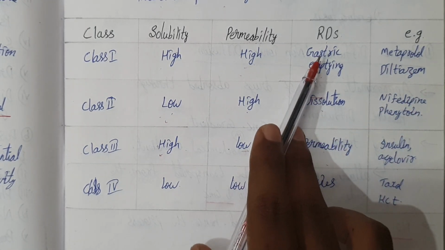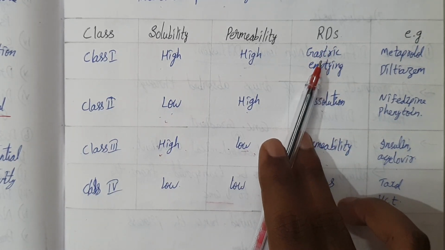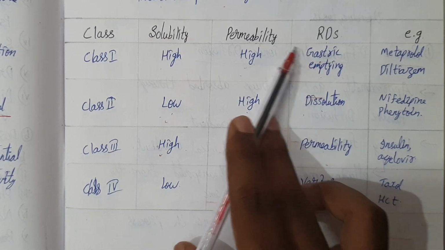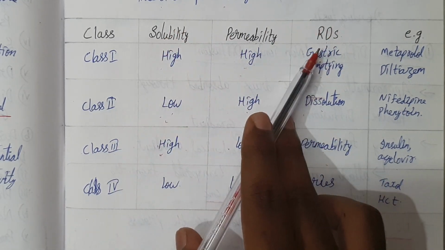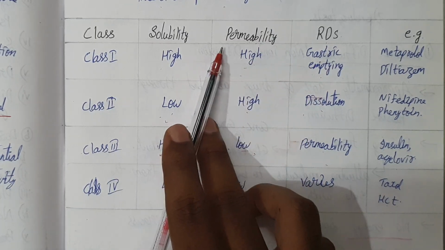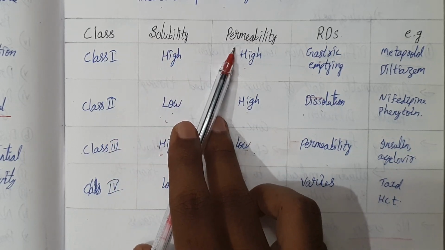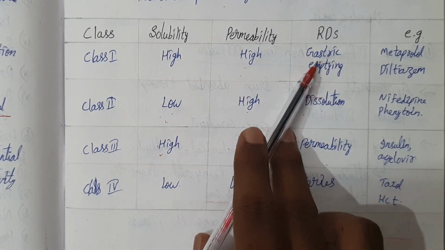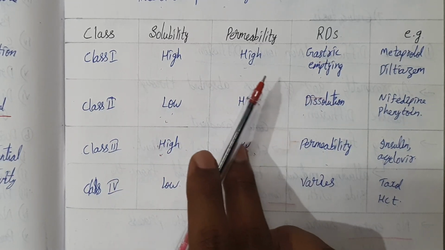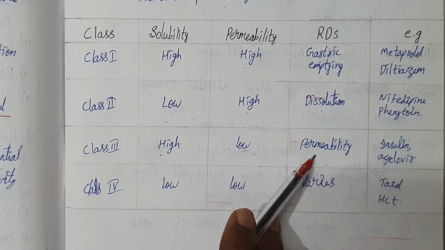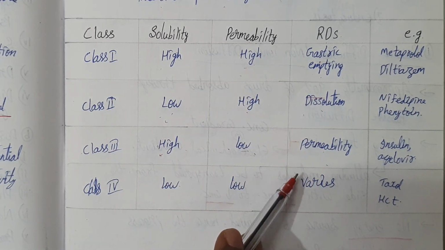After remembering the examples, remember the rate determining steps. First one is gastric emptying time. It has no concern with the permeability and solubility. So the rate determining step will be not solubility and not permeability. So what will it be? Gastric emptying time. Then second will be solubility. In solubility, dissolution will be the rate determining step. Then third we are left with permeability. Then fourth, no options will be there, so varies.